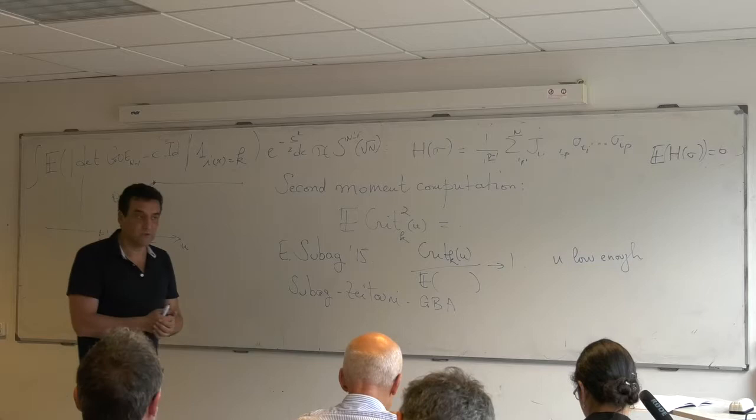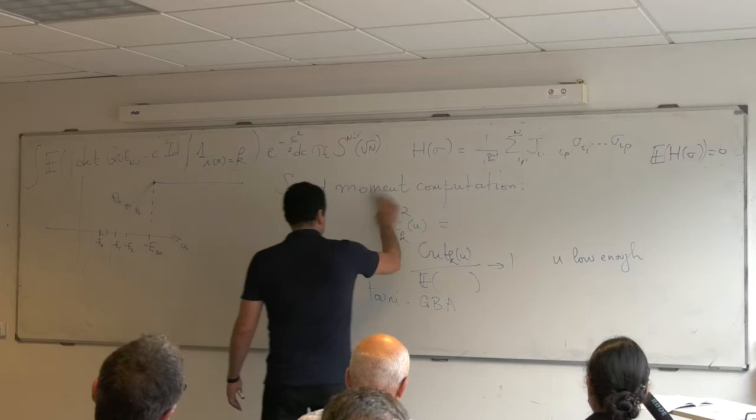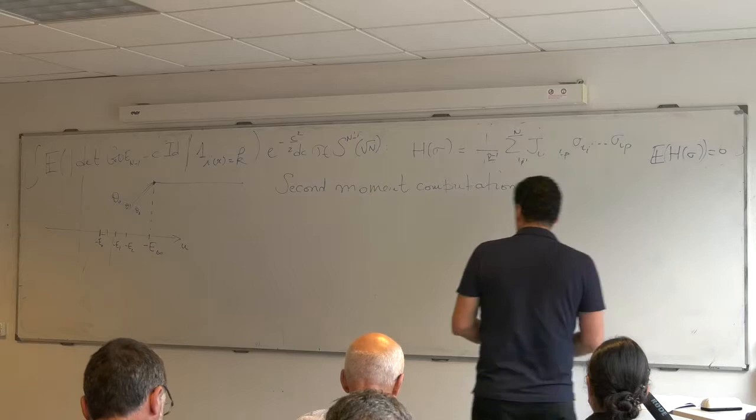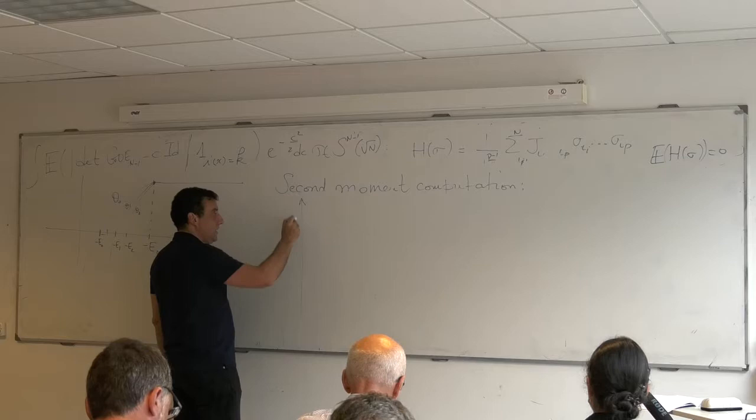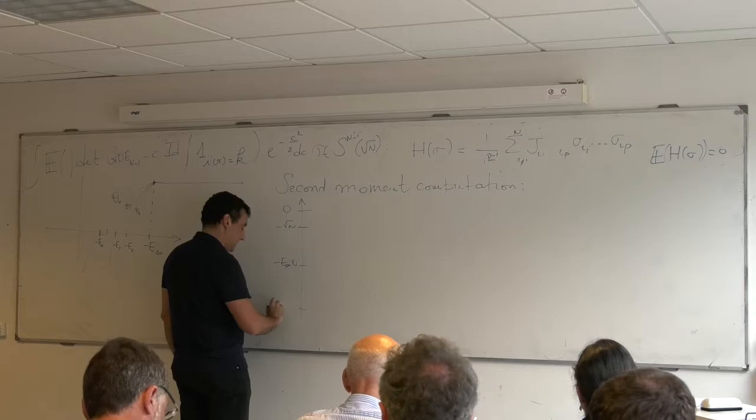What is the picture? It says the following. And there's an even more recent paper by Subag, which is online, which is absolutely wonderful. So let me put the energy this way. You have here the energy zero, which is the typical energy. The negative square root n is the level of the fluctuation. Then here you have the threshold, and here the negative E zero n.